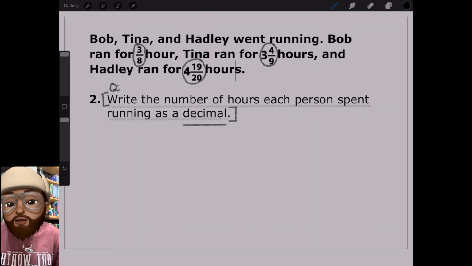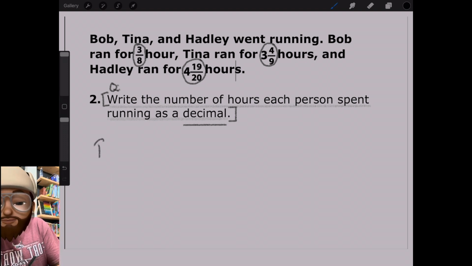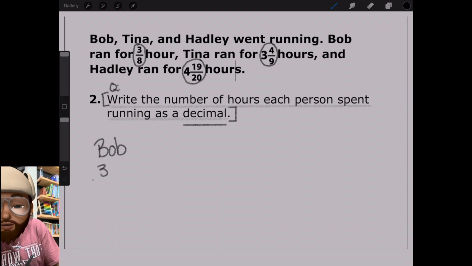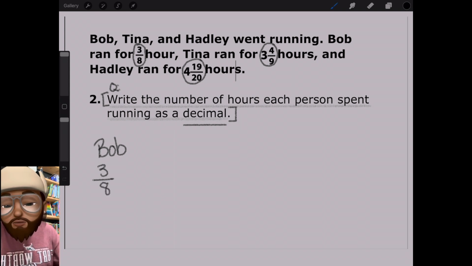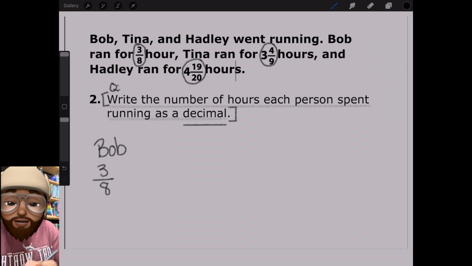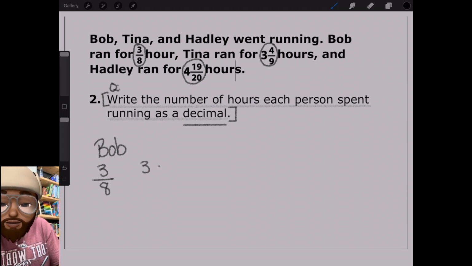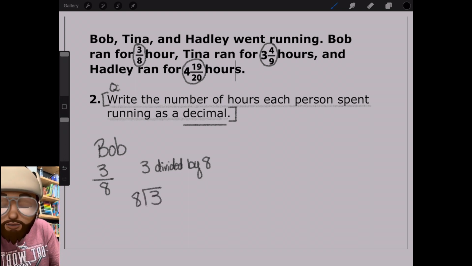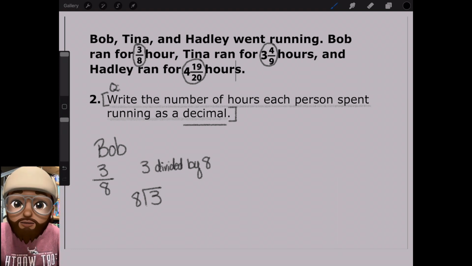Let's do this. First, let's start off with Bob. We know that Bob ran for 3/8 hours. So, we know from our lesson that if we want to convert 3/8 to a decimal, we need to say 3 divided by 8, which looks like this. Okay, now that we have it set up, let's go ahead and convert this to a decimal.